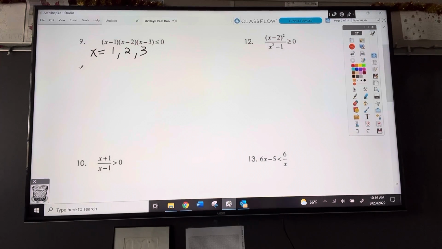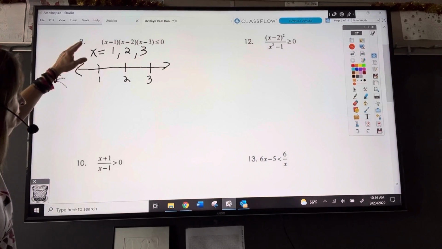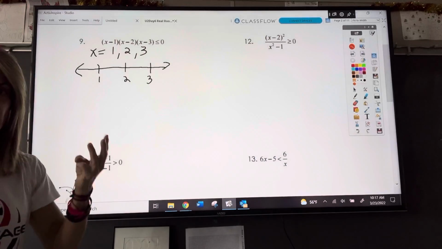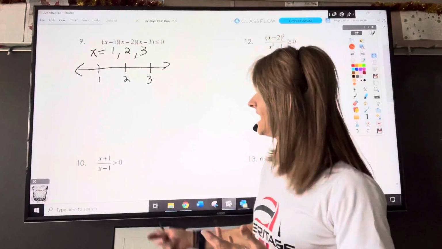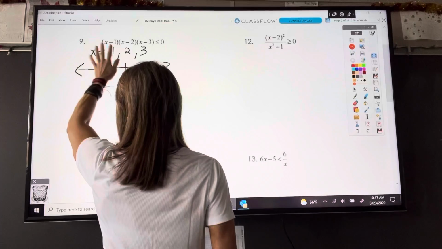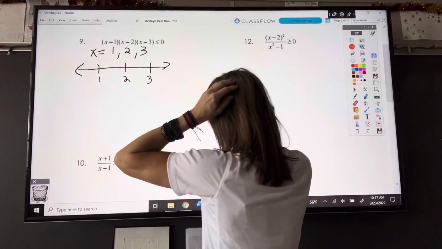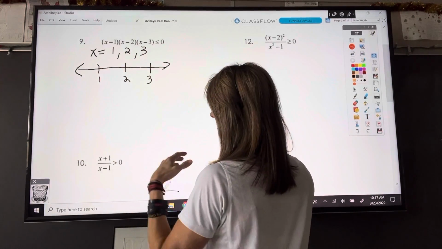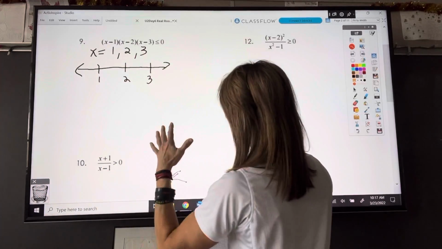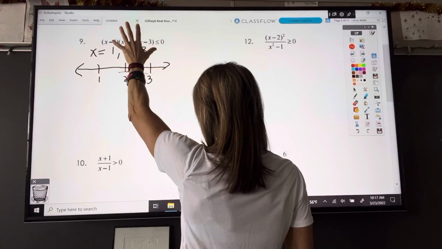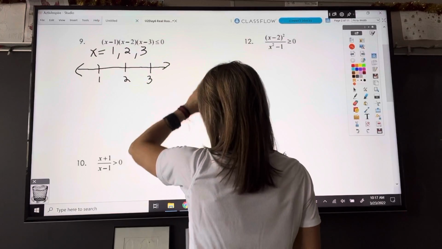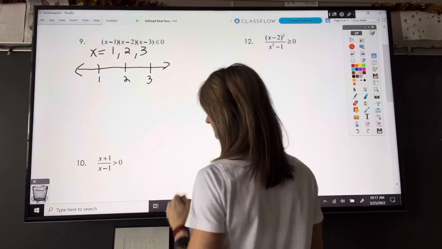On our number line, we have to make sure we put those in order from low to high: 1, 2, 3. Since we've got 3 important points here, this graph crosses the x-axis 3 times, which is fine, but now we've got 4 intervals. We're going to have to check every one of them to see if the graph is above or below the x-axis, to determine which intervals are less than or equal to 0. Where are the y values less than or equal to 0?